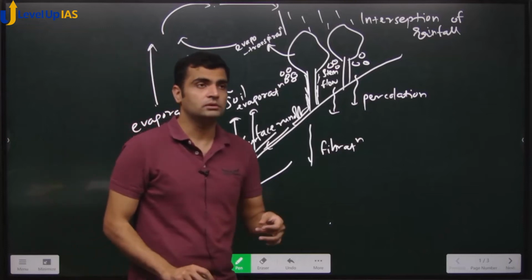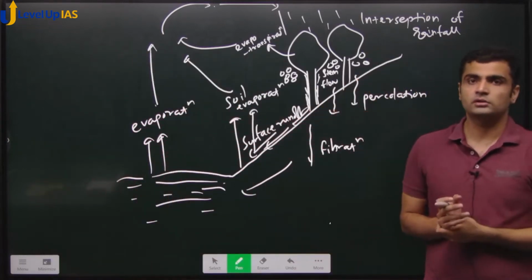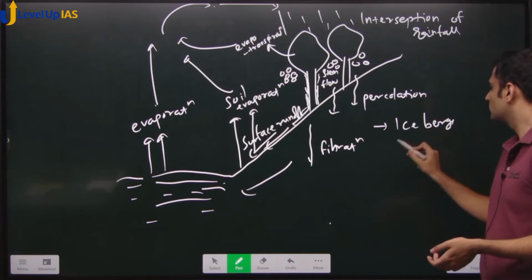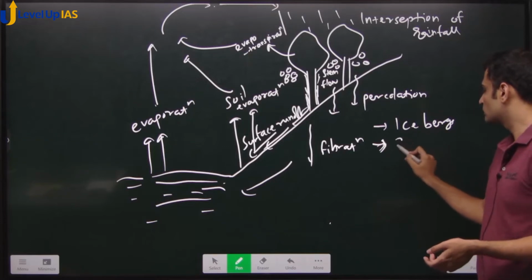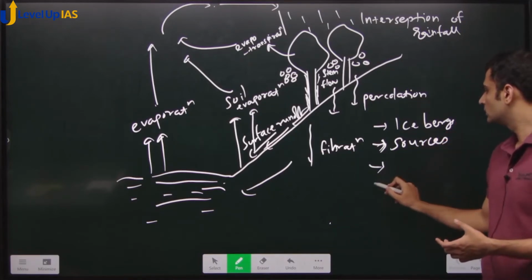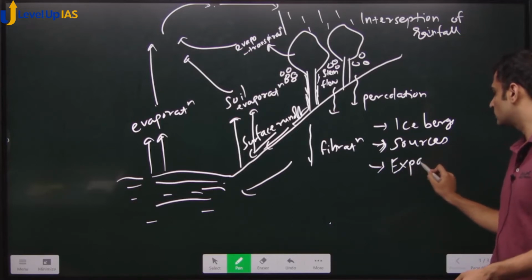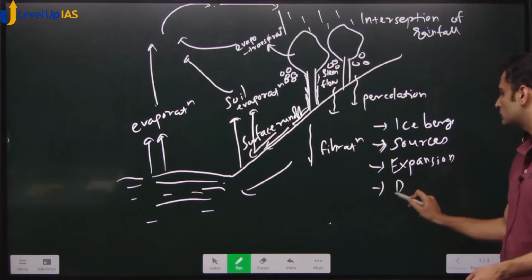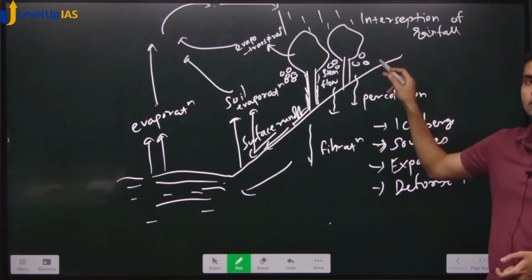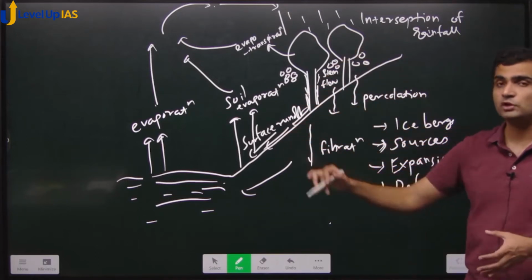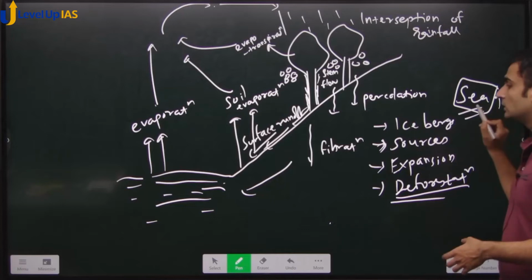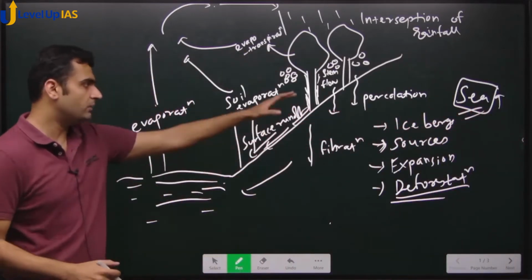If you read about why our sea levels are increasing, there are multiple reasons, out of which one is of course iceberg melting. Second is that sources on earth like lakes and rivers are drying up. Third is the expansion of water in the oceans because of temperature rise. And fourth is deforestation. Because of deforestation, this important source of storage of water, the forest atmosphere, is getting destroyed, and that is why sea level is increasing. Okay, that is a side question, that is not part of our question. I am just giving you extra information.